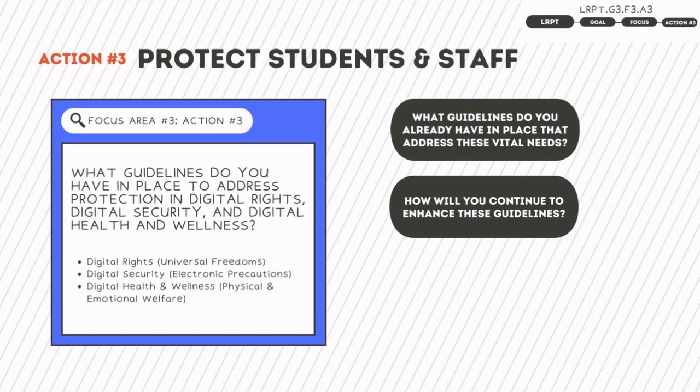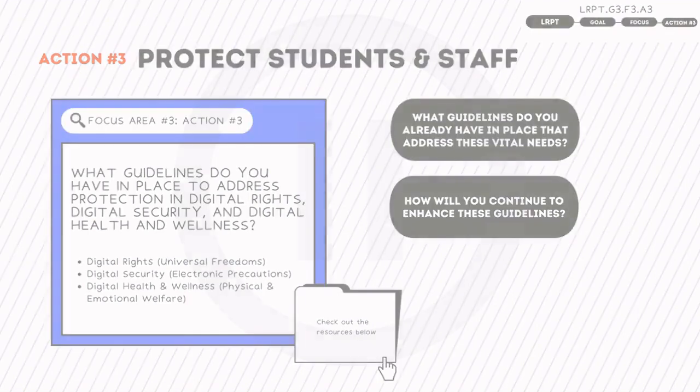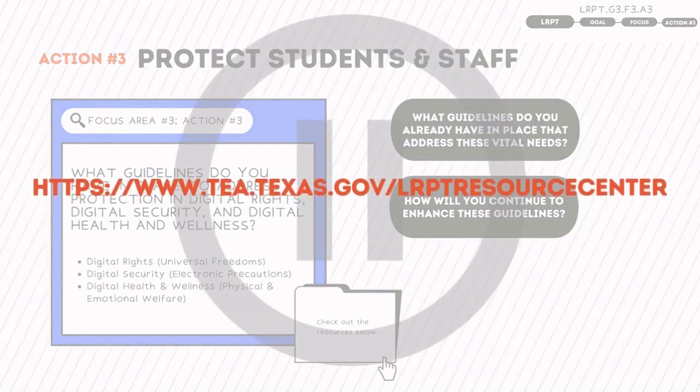It's imperative to have review processes in place to allow for protection guidelines to change as needed in order to keep them current and highly effective. Use the resources below to learn more about how to build and use these guidelines. Pause the video here and use your workbook to reflect on what guidelines are already in place, how you can enhance them, and how you will keep them current.